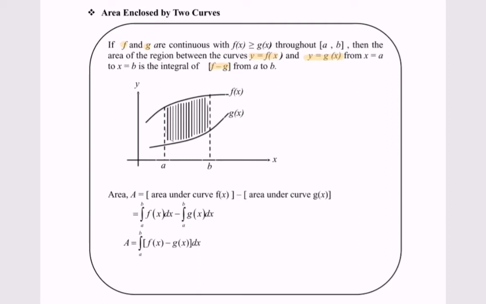So here we have the function f(x) higher than g(x). The formula for the area will be the area under the curve f(x) minus the area under the curve g(x). We integrate the function f(x) with respect to x from a to b, minus the integral of the function g(x) with respect to x for the limit a to b. Finally, simplify and we have area equals the integral of f(x) minus g(x) with respect to x for the limit a to b.